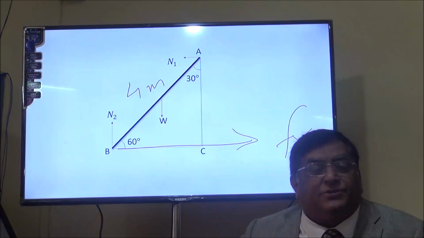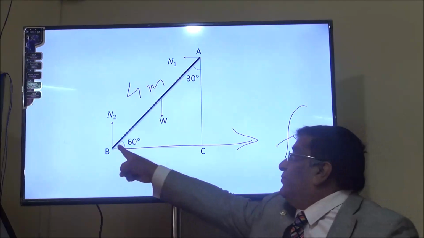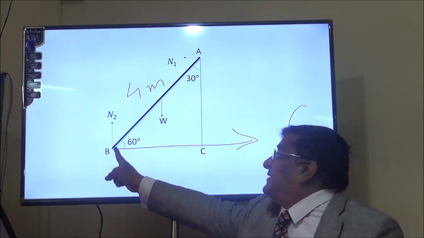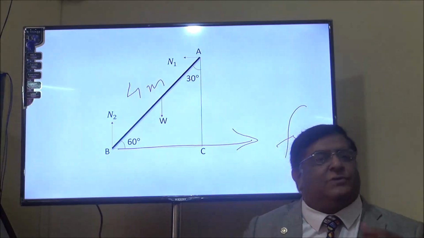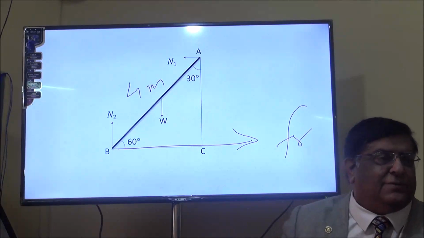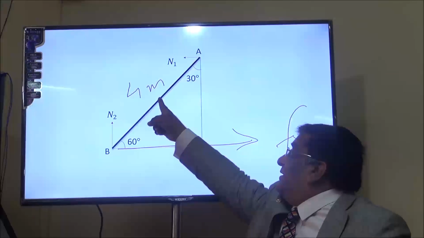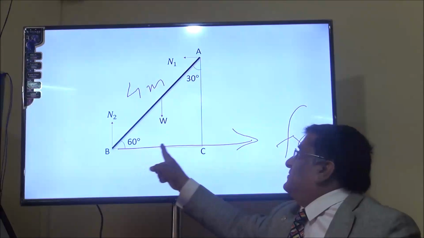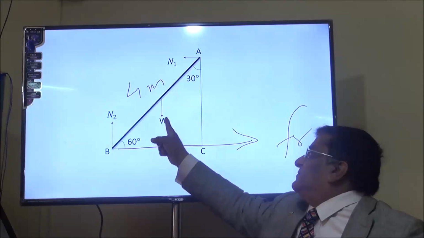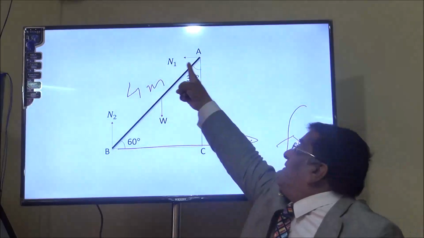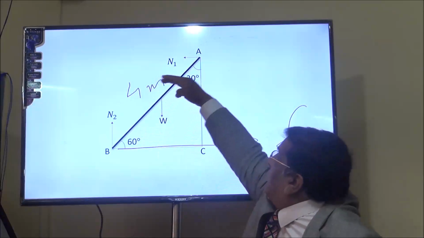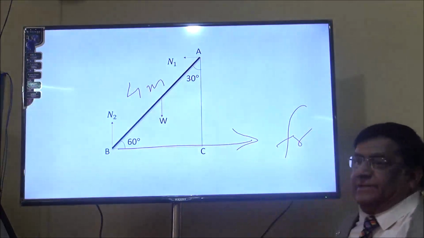How have we reduced it to 2? By taking the origin here. How much is the distance of N2 from this point? 0. So that calculation is done. What is the other calculation? W multiplied by this distance, whatever this distance is. What is the other third moment? N1 multiplied by the perpendicular distance. This is the perpendicular distance.